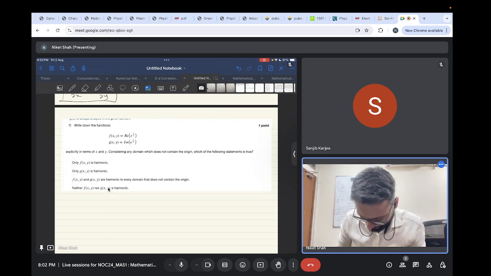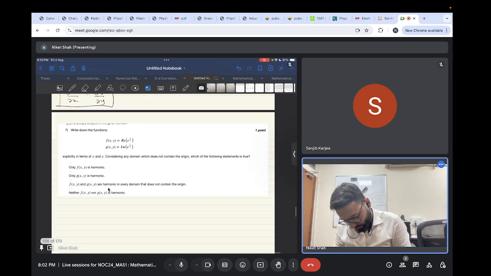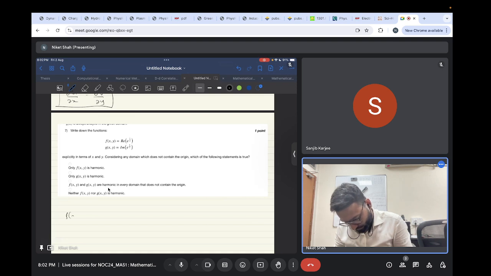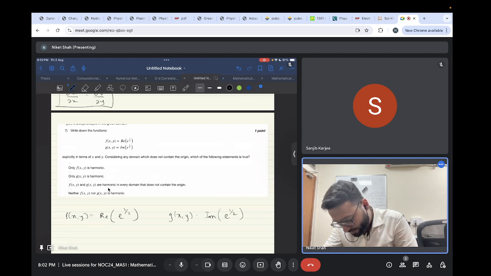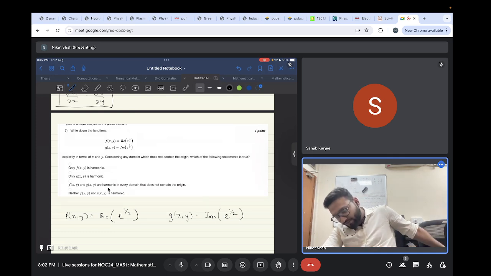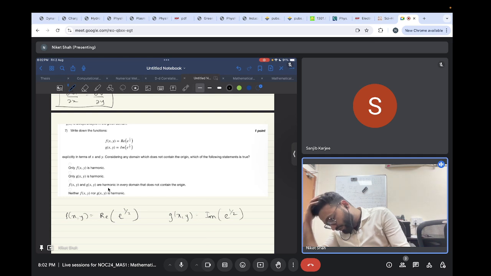Okay, so f of x comma y is equal to the real part of e raised to power 1 by z, and g of x comma y is equal to the imaginary part of e raised to power 1 by z. This is what we are seeing. These are the functions written explicitly in terms of x and y. We are supposed to write it in terms of x and y. Considering any domain which does not contain the origin, which of the following statements is true? And they've asked some statements regarding the harmonicity of these functions.